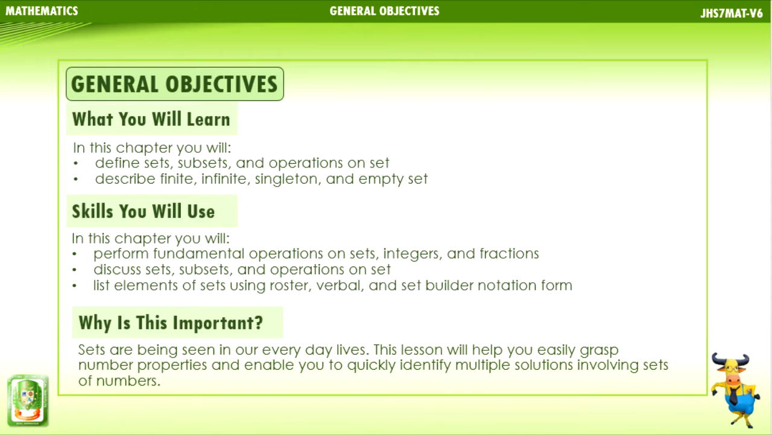Learning about sets is important because sets are being observed in our everyday lives. This lesson will help you easily grasp number properties and enable you to quickly identify multiple solutions involving sets of numbers.